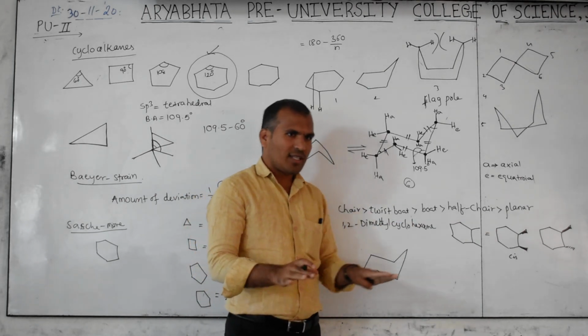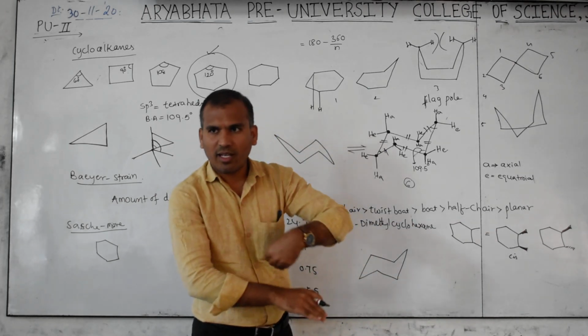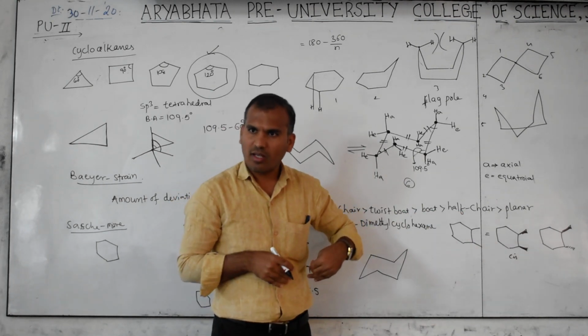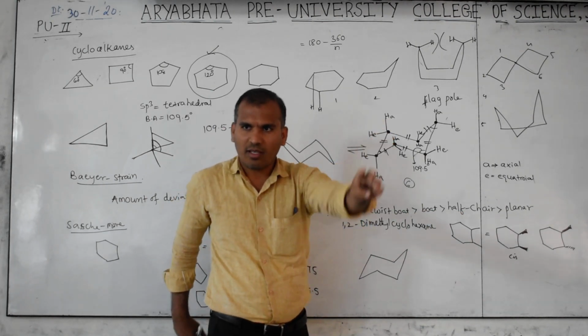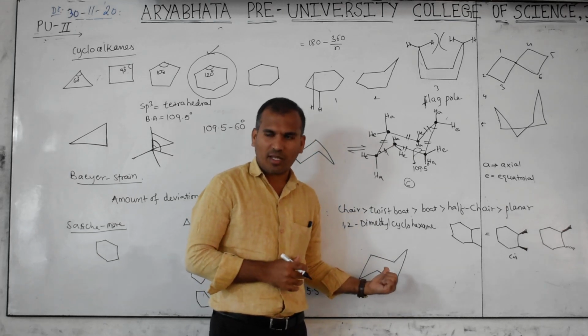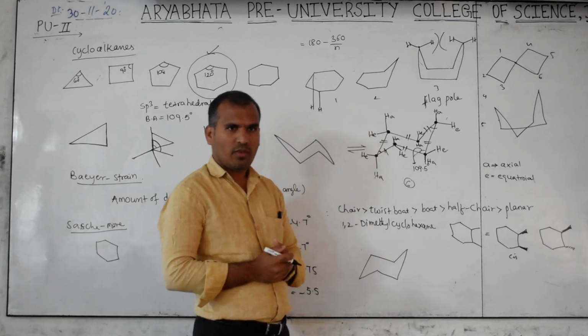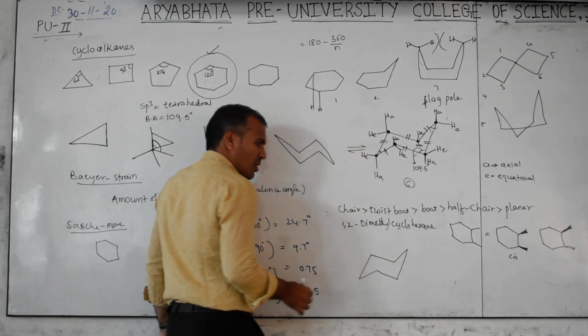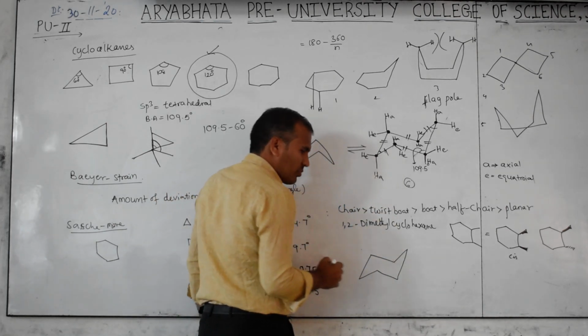It is a planar structure, that's why both are front side, cis; both are back side, cis; one front, one back, trans. But here how to say? Here front, back, no there. It is not a planar structure type. Then how? Tell. See how to identify.